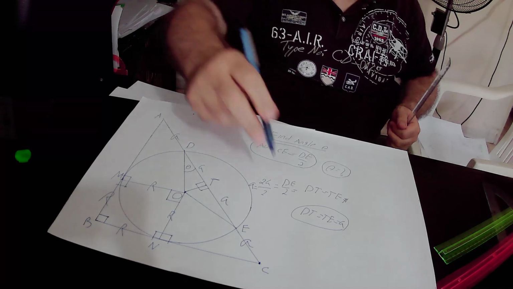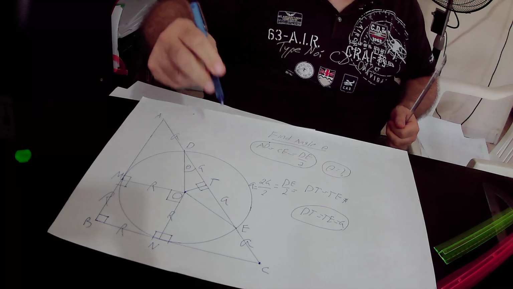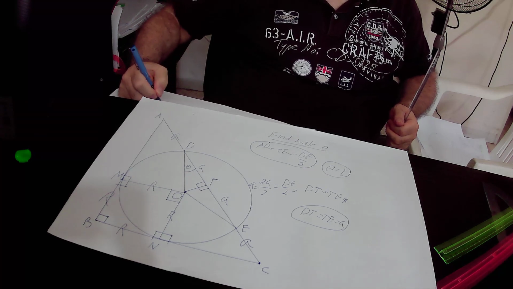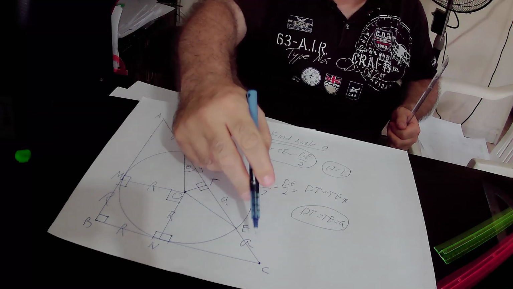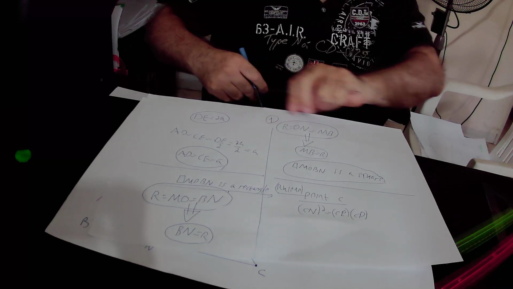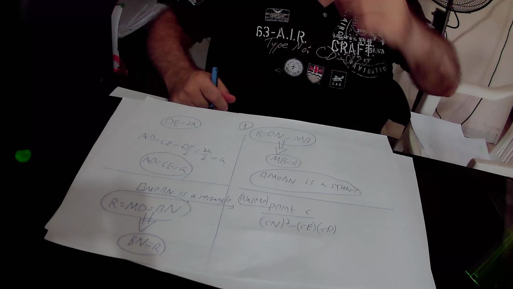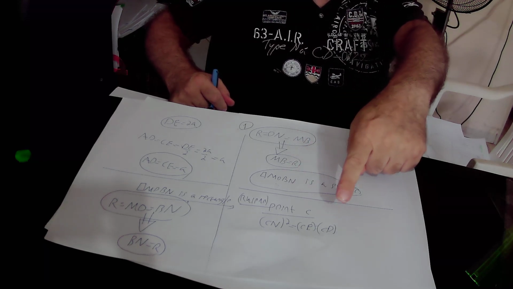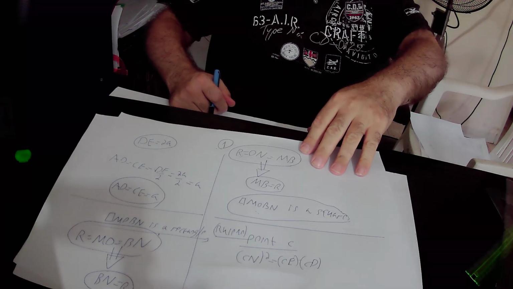Therefore, according to rule number 10, we get that CN squared equals CE times CD. This is the implementation of rule number 10 in our drawing at point C: CN squared equals CE times CD.